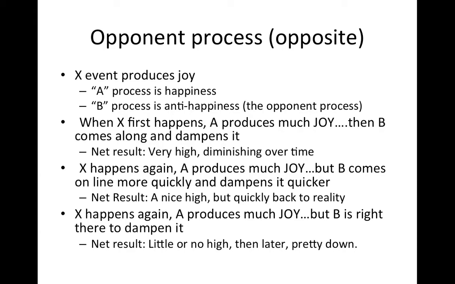When X first happens, A produces a lot of joy, but then B comes along and sort of dampens it, because we can't be joyous following an event all the time. It's got to dampen over time. And the explanation for this is that the B process sort of comes along. The net result is you're very high, and it diminishes over time. And then if X happens again, A again produces the same experience, but B comes on a little bit more quickly and dampens it quicker. And the net result is you get a nice high, but you're quickly back to reality.